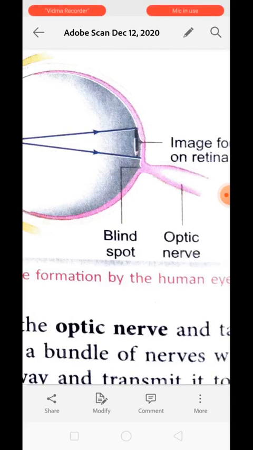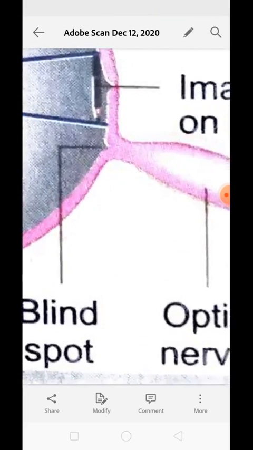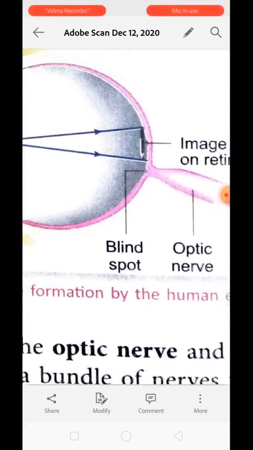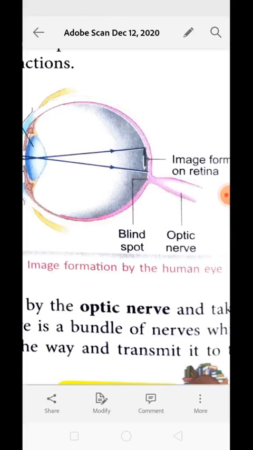The point on the retina where the optic nerve is connected lacks photoreceptor cells, hence the image formed at this point is not sensed by our eyes, and that is why this point is called the blind spot. Since the right eye can see whatever lies in the left eye's blind spot and vice versa, the two eyes together provide a complete vision. We cannot see the blind spot if we are seeing with both eyes.